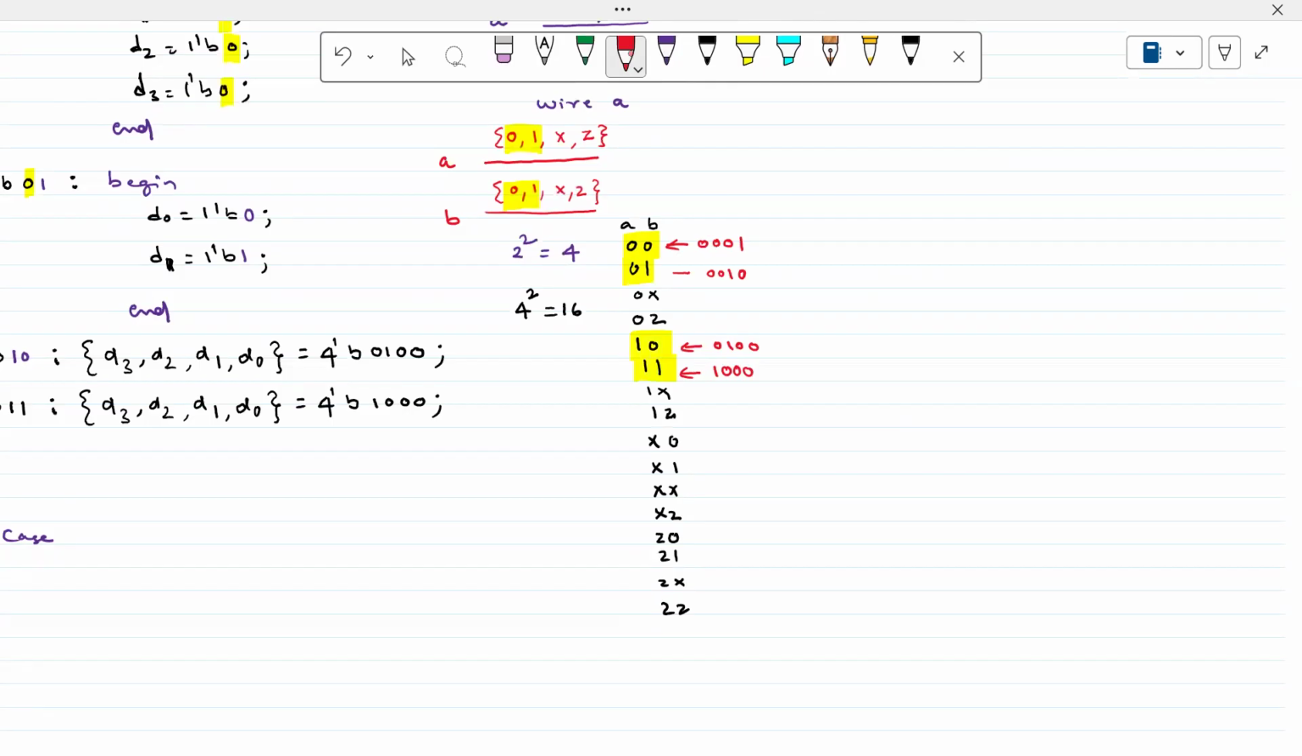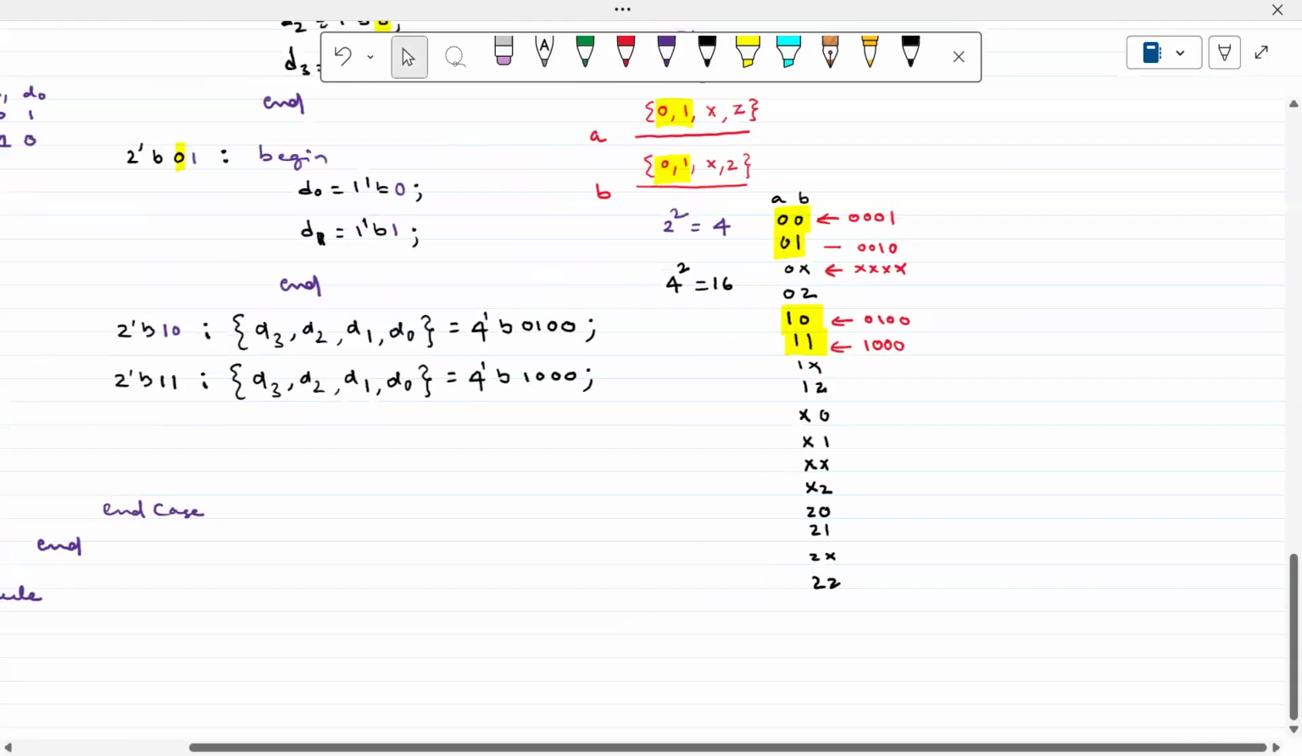What can we keep as some value? For example, all are unknowns. For example, look at this one. If somehow the tool enters this particular combination, it can be x x x x, and it should be shown, or maybe all zeros, or all z's, all ones, whatever value you can keep here, it will be the same.